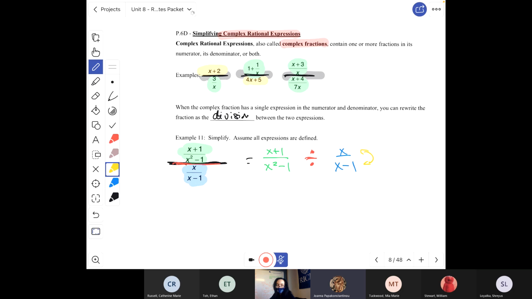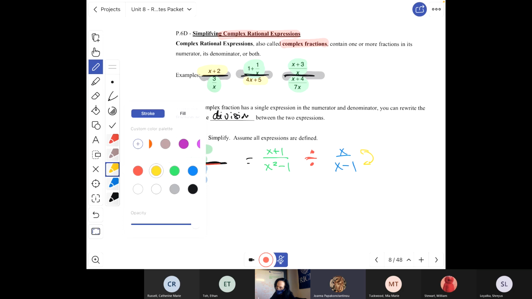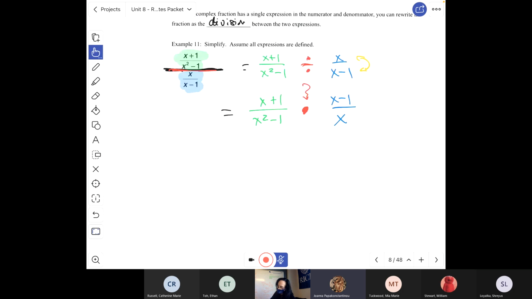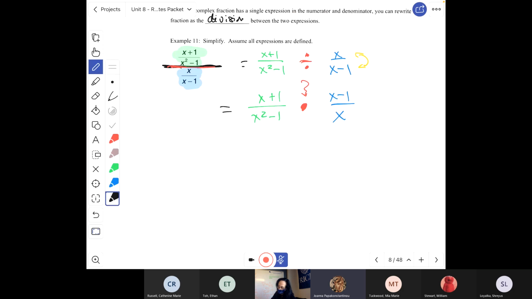Invert the second rational expression. So I'm leaving the first one alone. Not touching it. I'm inverting the second one. And I'm turning this division into multiplication. You only have to invert this, I'm only dividing by the second one. Right? Now, for heaven's sakes, what would I do next?